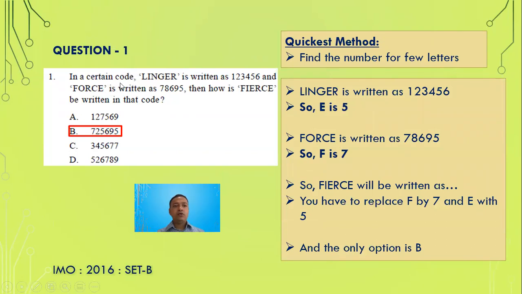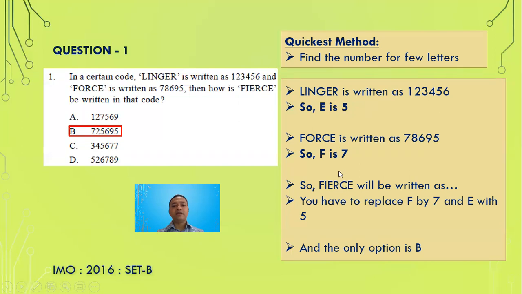In a certain code, linger is written as 1, 2, 3, 4, 5, 6, and force is written as 7, 8, 6, 9, 5. How is fierce written? Now in such questions, you just have to remember the code of just a few letters. So linger is written as 1, 2, 3, 4, 5, 6, and so E is 5, isn't it? The position of E is 5. Force is written as 7, 8, 6, 9, 5, so F, the first letter, is 7.